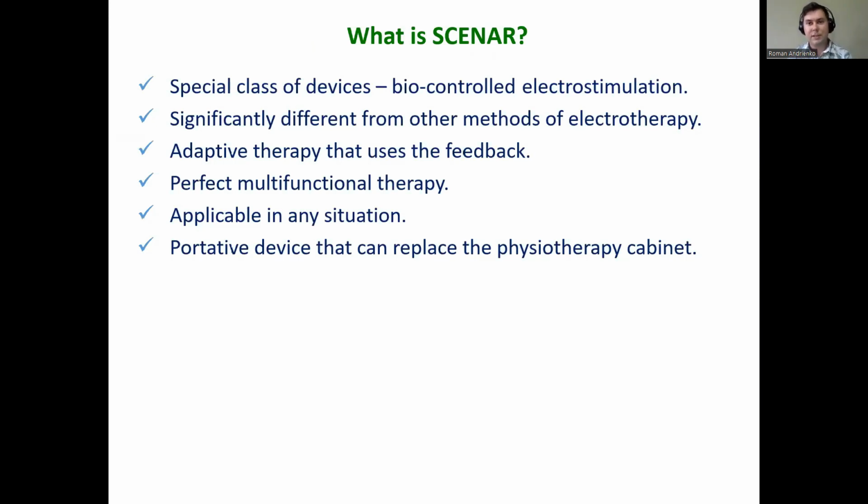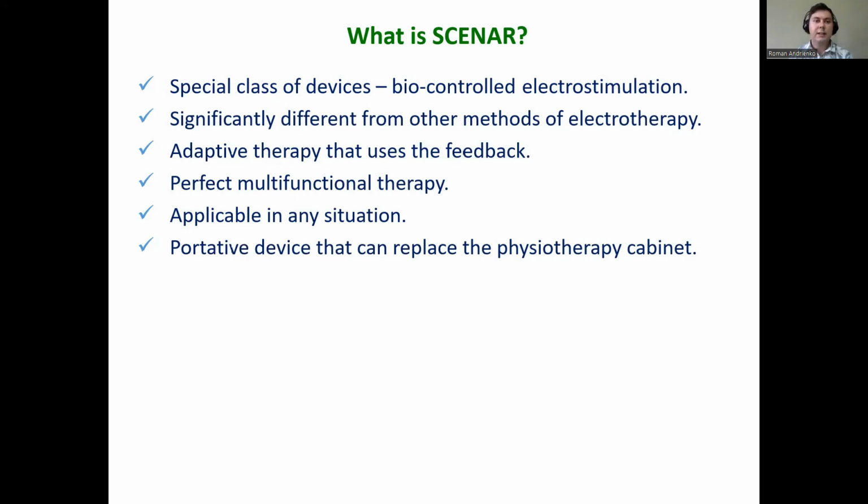So, something to remind you of the general principles of Scenar technology. I believe if you are in this field for quite a while, you already know what it is, but just in case. Scenar is a special device class. It is the device that actually created this class, the class of biocontrolled electric stimulators. It is significantly different from other methods of electric therapy due to its technology.